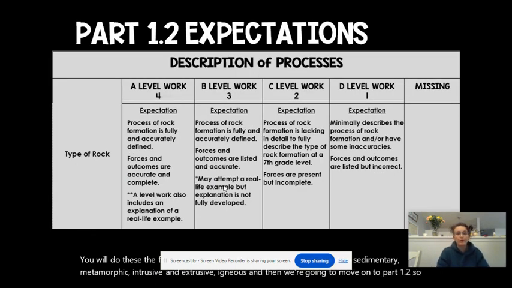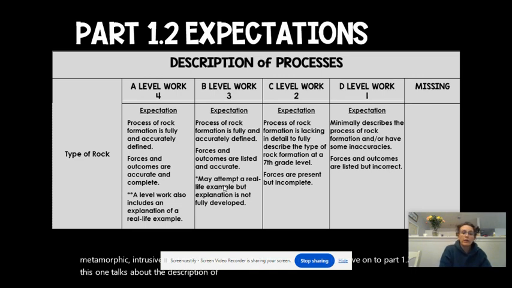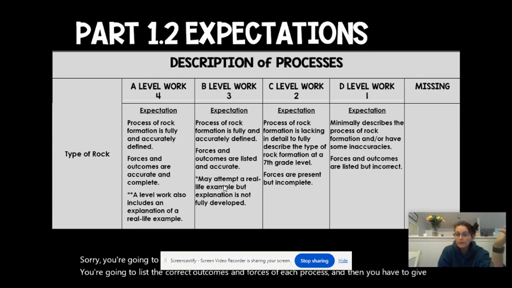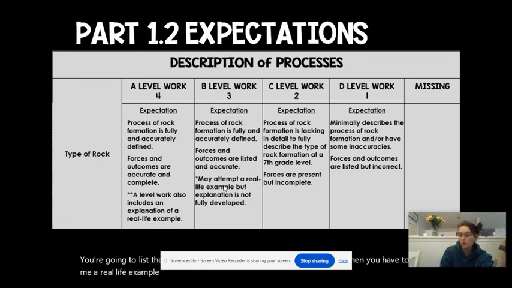So this one talks about the description of processes. Looking at the B-level work, you are going to fully and accurately define the process. You're going to list the correct outcomes and forces of each process. And then you have to give me a real-life example. Tell me something in the world that is weathering. What's an event that shows weathering? What's an event that shows sedimentation?